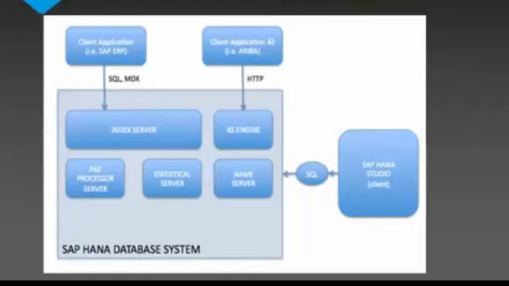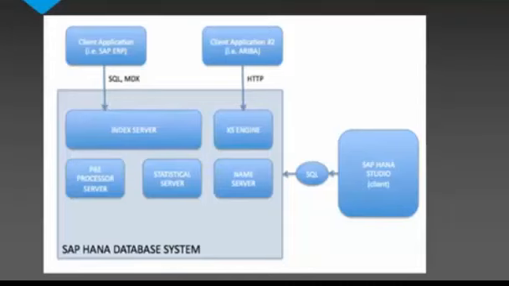Then we have the name server. This server holds complete information about the system landscape. The name server is responsible for the topology of the SAP HANA system. In a distributed system, SAP HANA instances will be running on multiple hosts. In this kind of setup, the name server knows where the components are running and how data is spread on different servers. That's the purpose of the name server.